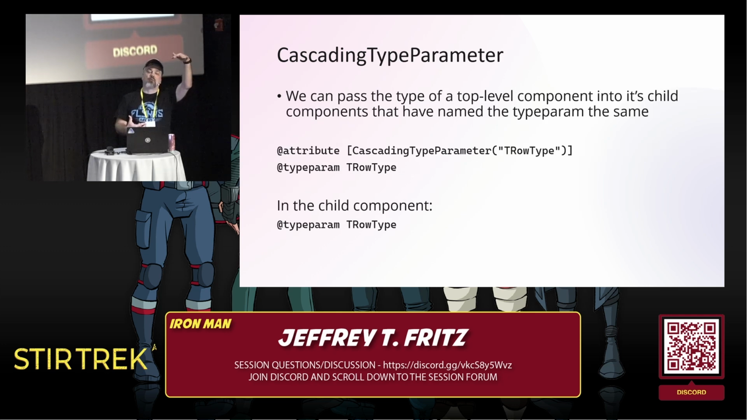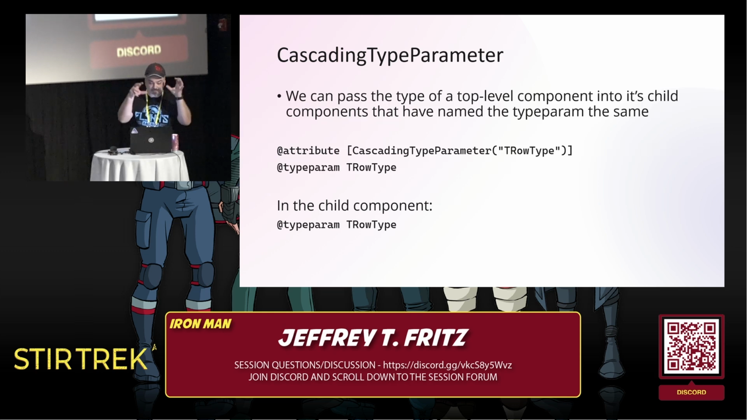So in the case of our grid, where we have a type of object that's in the grid, we also want to pass that parameter type, in our case weather forecast, into our column objects so that the columns know that they're working with weather forecasts. Make sense? Did I lose anybody? Fantastic. So let's do this.